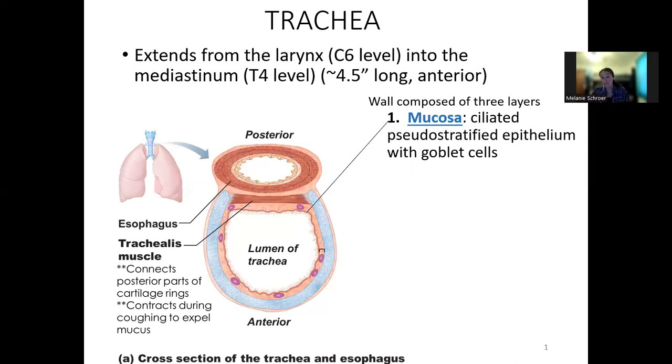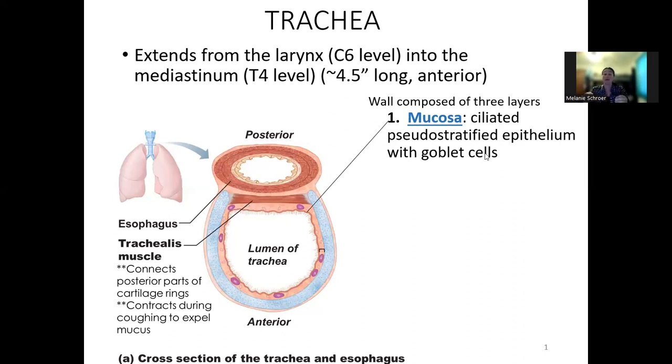First of all, the cilia are going to be really important. And we can kind of see the cilia right here. They look a little bit like hairs. So the cilia are going to be very important in creating little waves and literally pushing mucus, right? Thus, the layer is called a mucosa. This mucus is produced by goblet cells.